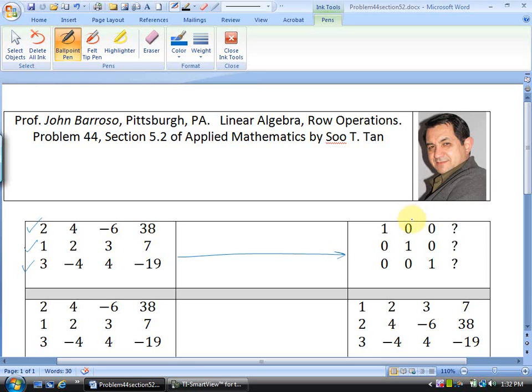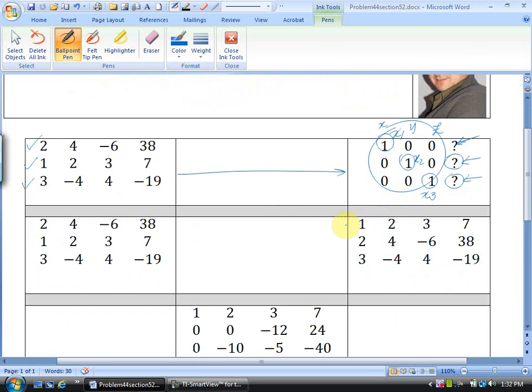And once we achieve this shape, meaning a diagonal of 1s and everything else 0, the solution is going to pop up where the question marks are. So where this question mark is, there will be the solution to x1. Where this question mark is, there is the solution to x2. And where this question mark is, there lies the solution to x3, which could very well be x, y, and z. So let's see how we accomplish this.